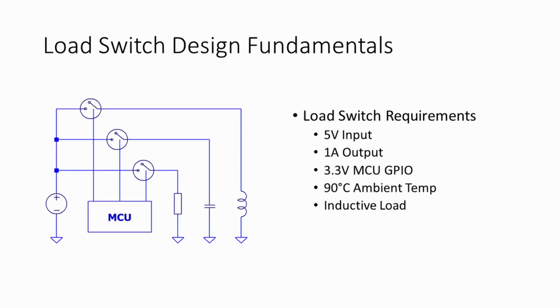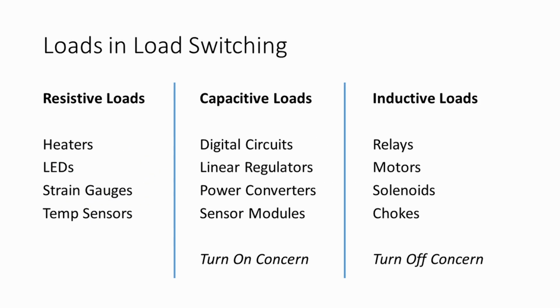In part 5 of load switch design, we'll focus on inductive loads, once again ensuring that the path switch stays safe. Here's a list of load types again. Inductive loads like relays and motors store energy using magnetic fields while current is flowing. When the load switch turns off and current flow is interrupted, the collapsing magnetic field induces a voltage that opposes the change in current, and this is commonly referred to as back-EMF.